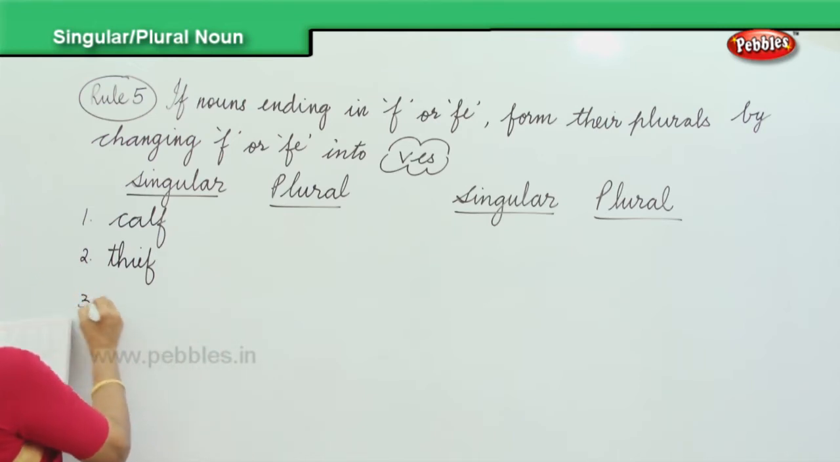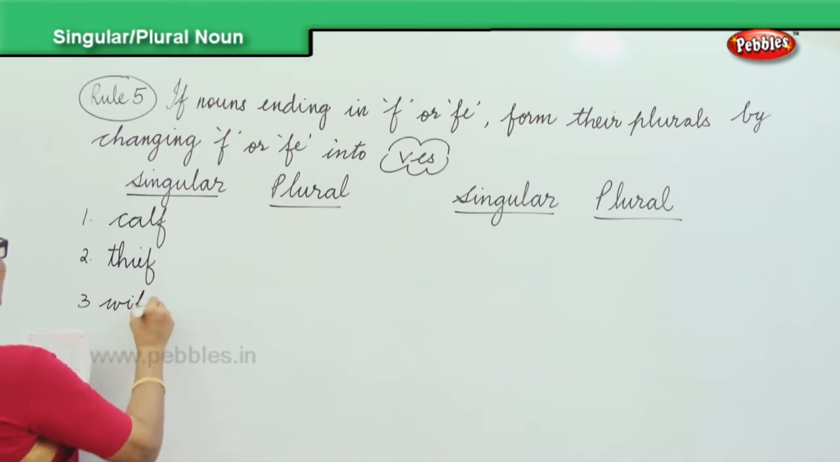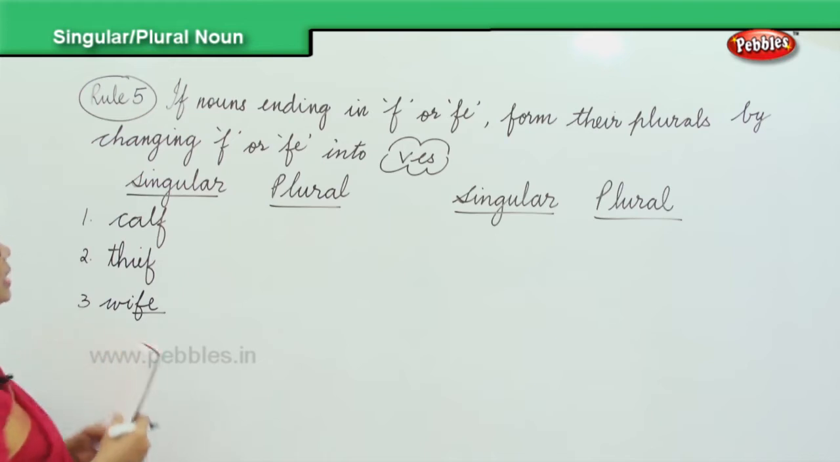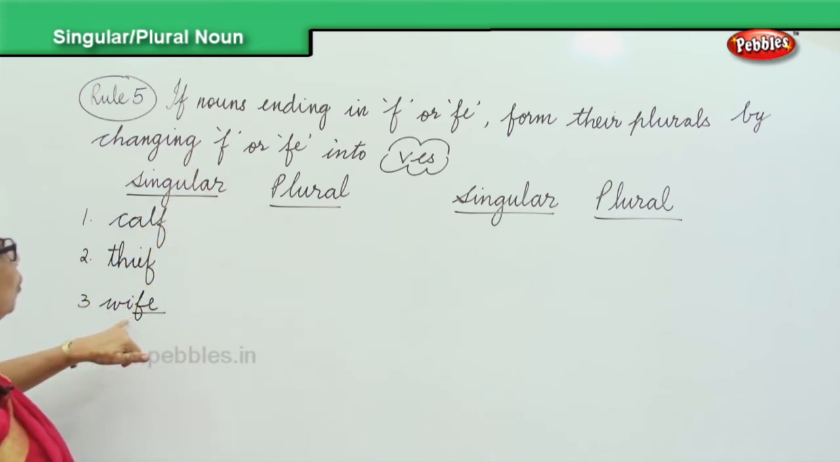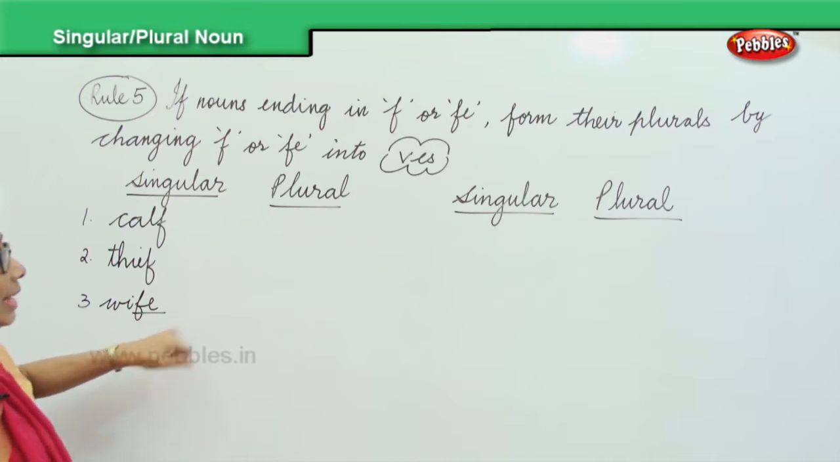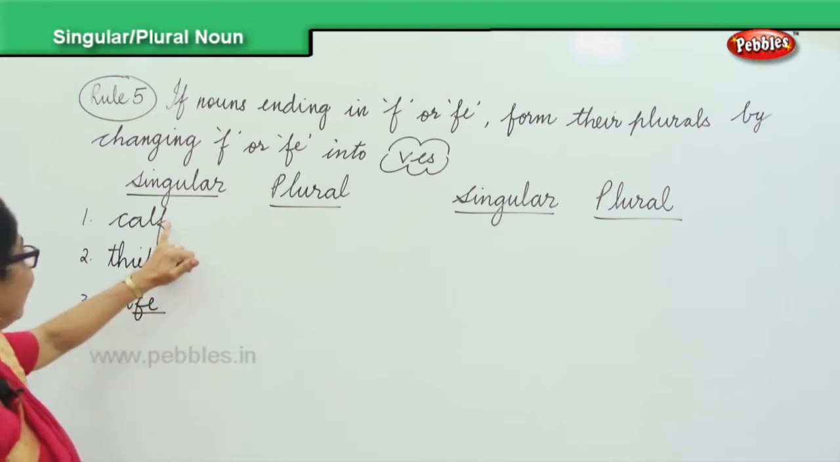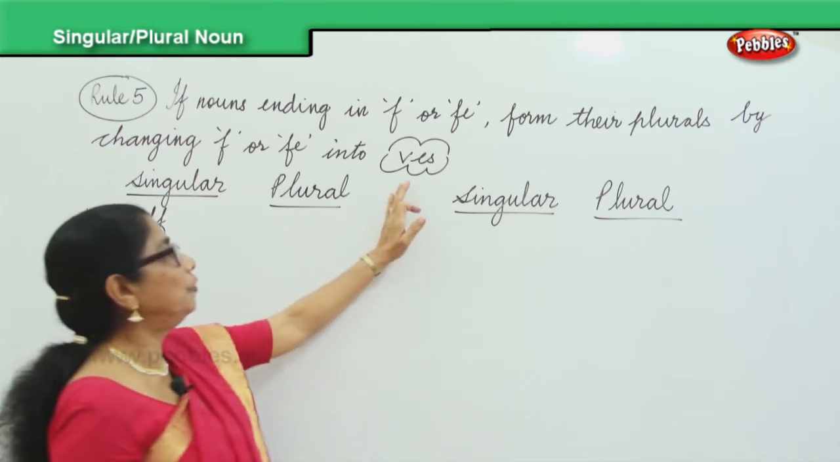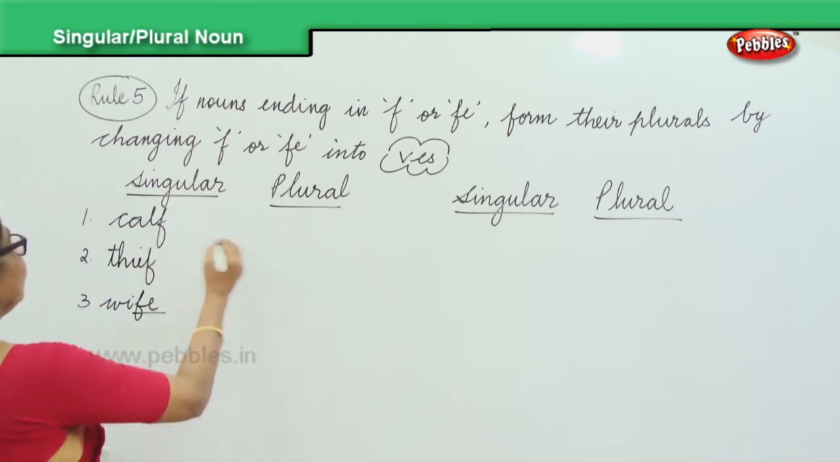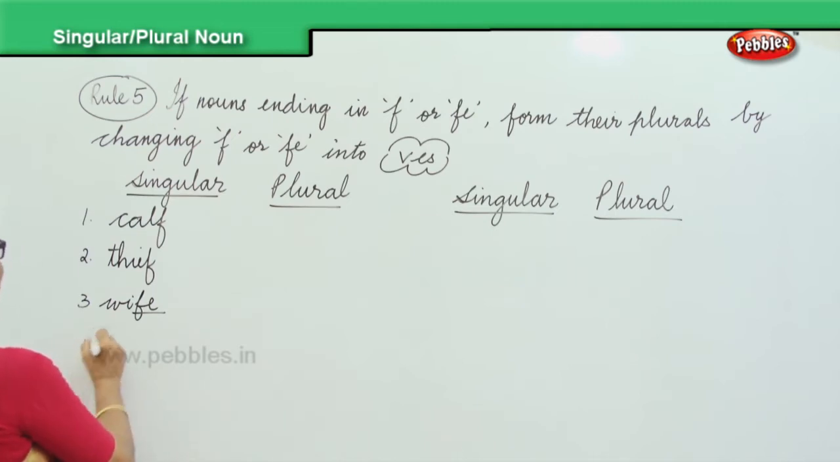Wife. Nouns ending in F or FE. We are going to form the plural. The F or FE, we simply take it away and put VES. Now, I'll put in more for you.